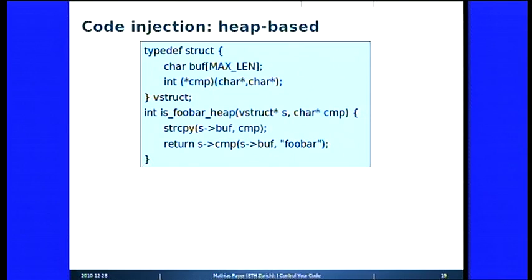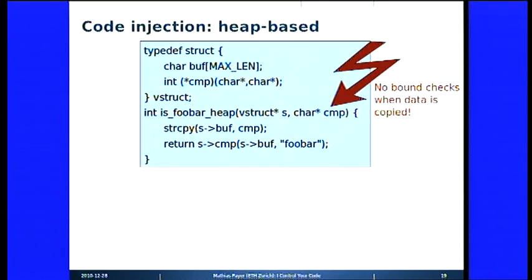So the exploitable code looks as follows. We first have a nice struct with a local buffer with a maximum length and a function pointer that takes 2 arguments and compares these arguments. And our function is foobar heap, takes a pointer to one of these structs, and a string argument, copies that string argument into the buffer and then executes the function pointer. Once again, we have no bound check when the data is copied. And these bugs are actually still really common.